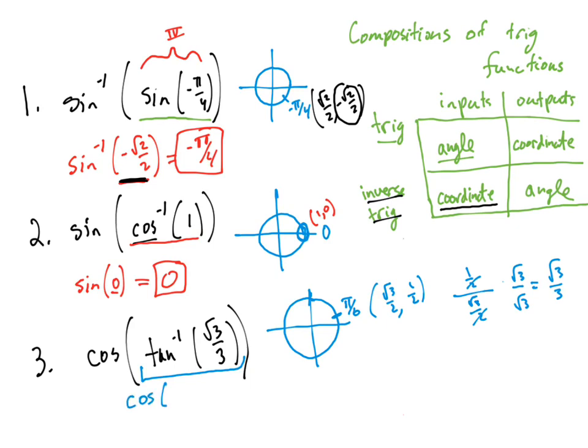So cosine of pi over 6, what is the cosine value, or the coordinate that corresponds to cosine at pi over 6? That is root 3 over 2.